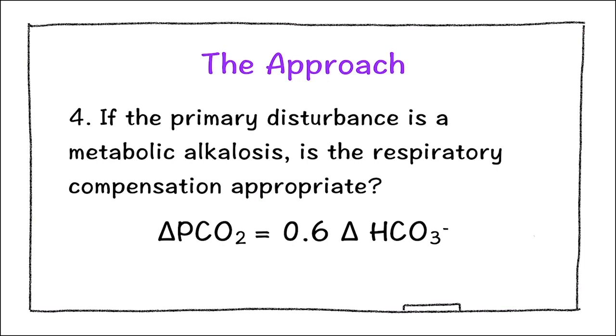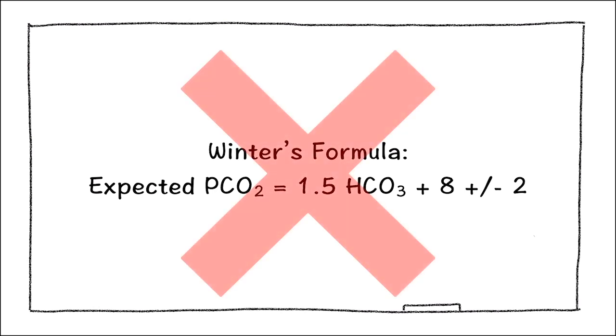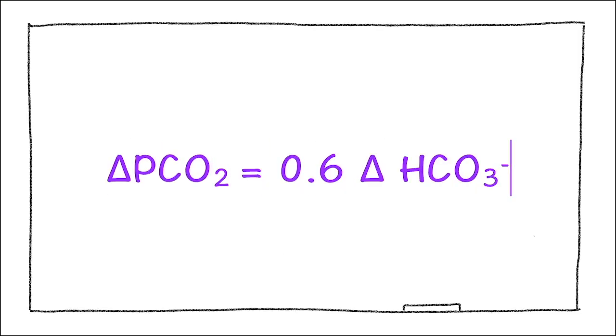Number 4. If the primary disturbance is a metabolic alkalosis, is the respiratory compensation appropriate? Here it's crucial that you know that we have left the winter season. You must restrict that rule to acidosis, for good reason. Don't be tempted to employ it when pH and keys are high. Metabolic alkaloses have their own rules that apply. For them, a major change in CO2 will not accrue. Too much underventilation and we'd threaten PO2. So the change in CO2 is much less likely to impress, just 0.6 up for every bicarb in excess.